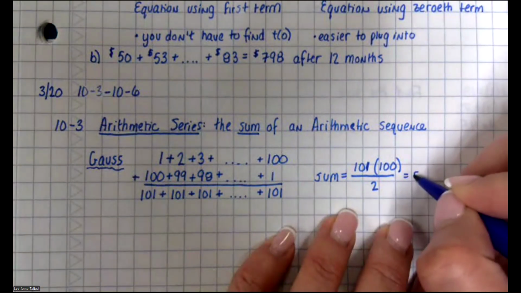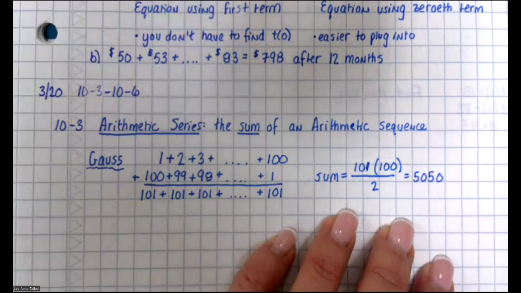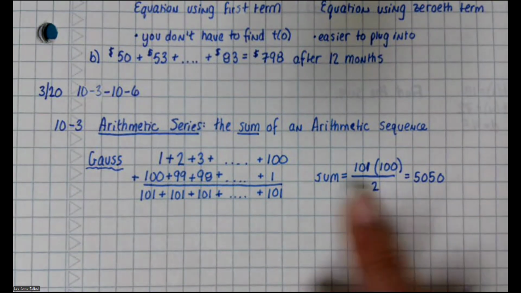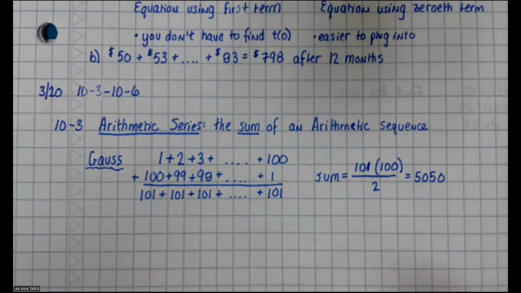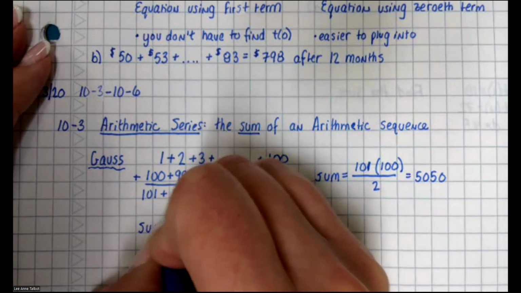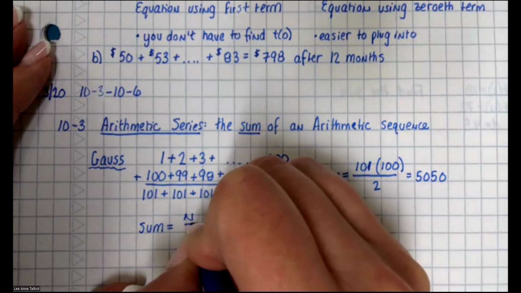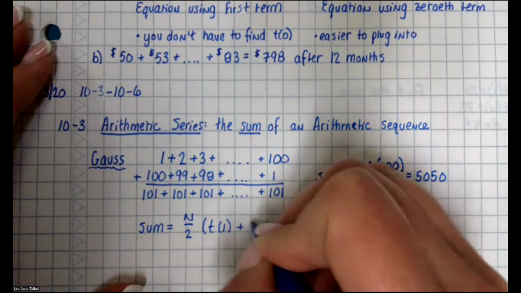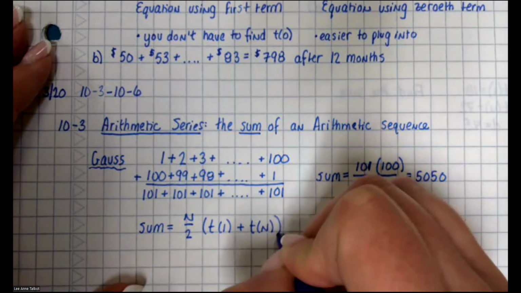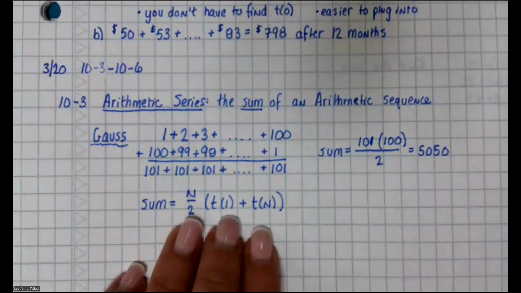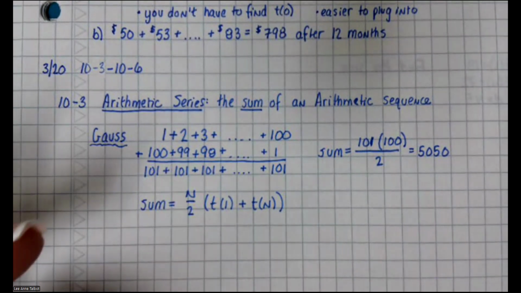And this is 5,050, which is a much faster problem to do than this problem. Okay, today in 2026, we say the sum equals n over 2 times first term plus last term. This is Gauss's formula. It's just that we've rearranged it slightly.